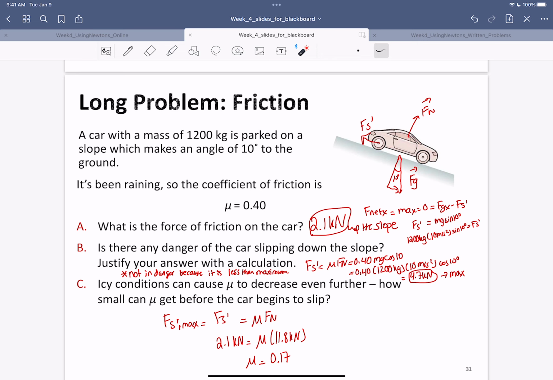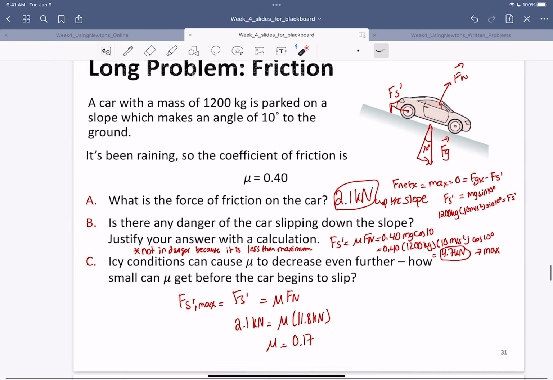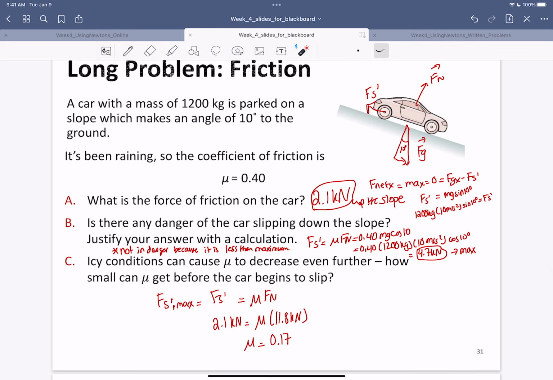So it says a car with a mass of 1,200 kilograms is parked on a slope which makes an angle of 10 degrees to the ground. It's been raining, so the coefficient of friction is mu equals 0.4. It's asking for what is the force of friction on the car, right?